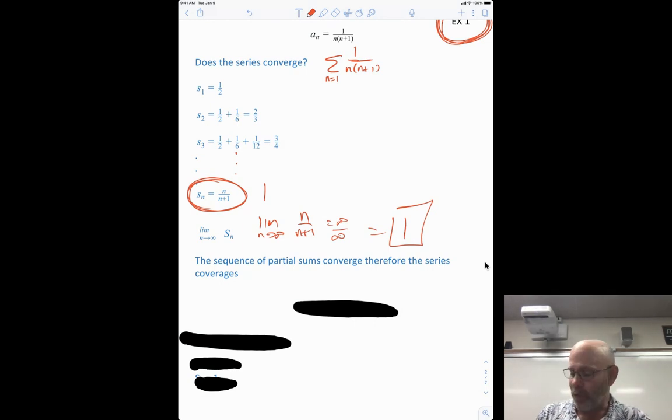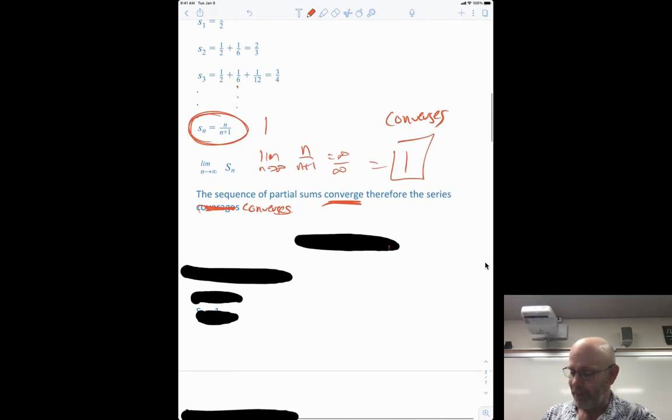They don't really add up to 1. We say it converges to 1. That's the terminology I use right here, right? The sequence of partial sums converges. Therefore, the series converges, and it converges to 1. We might just say it adds up to 1. It doesn't really add up to 1. It just gets closer and closer and closer and closer to 1. Okay, so if I generalize that for this one, that's the method of partial sums.